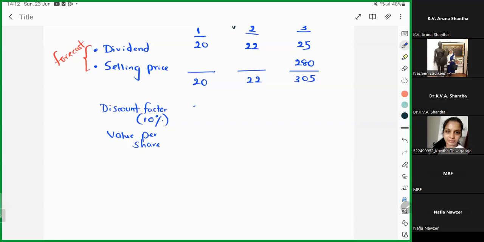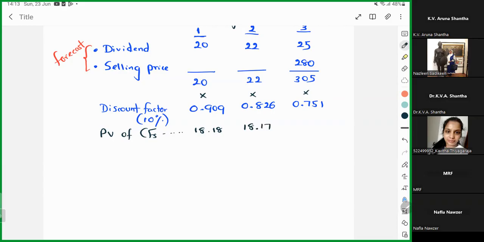So what are the discount factors? First year, 0.909, 0.826, 0.826, 0.751. Then cash flows multiplied by discount factors, you get the present value of cash flows. How much? 20 into 0.909, how much? 18.18. Then 22 into 0.826, 18.17. Then 305 into 0.751, 229.06.